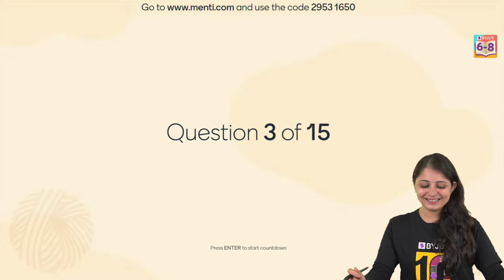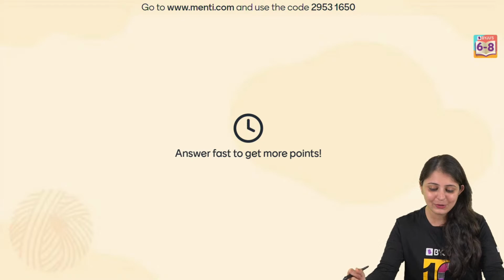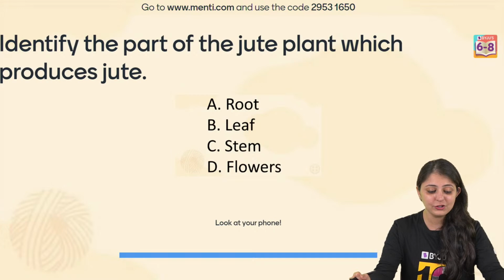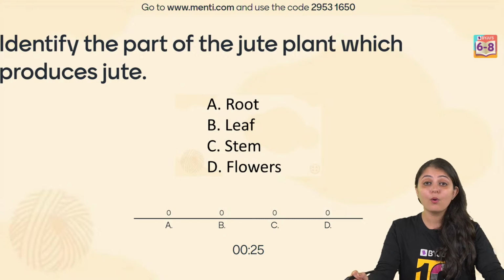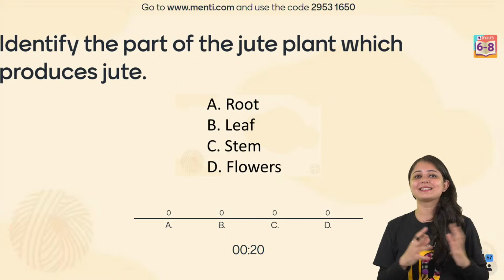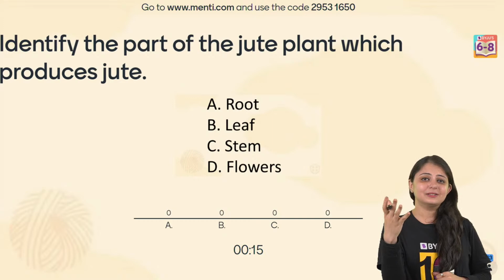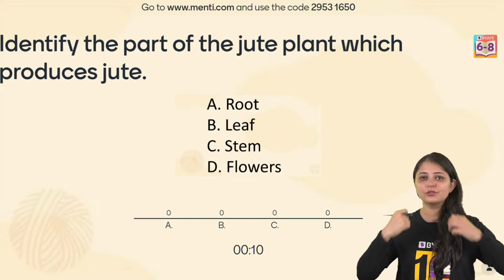Question number 3. All the best, all of you. Let's see what the question is. Identify the part of the jute plant which produces jute. Is it root, leaf, stem, or flowers? You know, jute is a natural fiber, right? But further, when you go in detail, is it root, leaf, stem, or flowers from which you're actually getting the fiber?